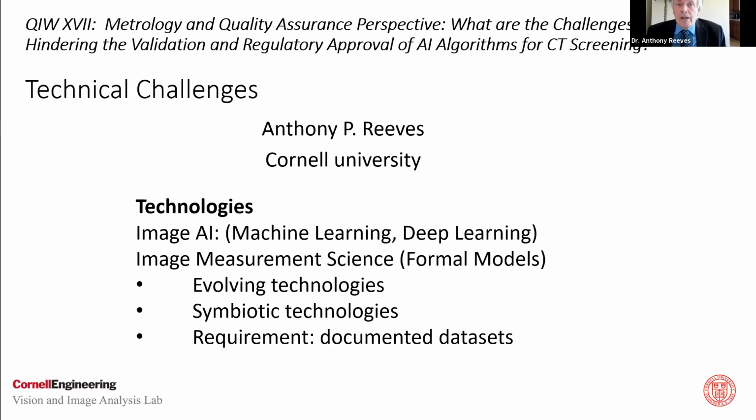So both AI and measurement science are evolving technologies when it comes to imaging. But they're also highly symbiotic technologies, so it makes no sense to separate them from each other. As time goes on, they're going to integrate better, although the goals are slightly different: precise measurement versus, for most of AI, a categorical assessment. And the requirement for documented databases is the key to all these technologies.